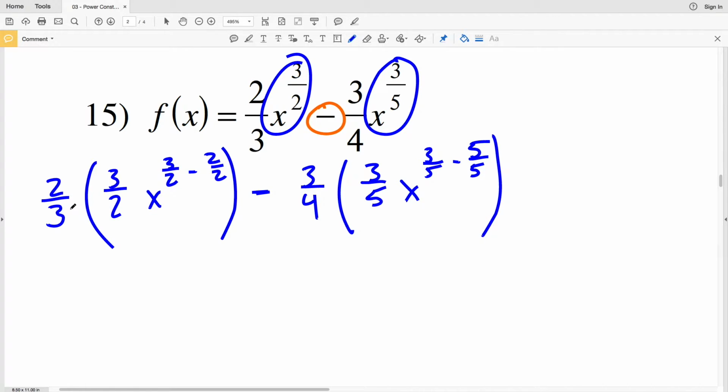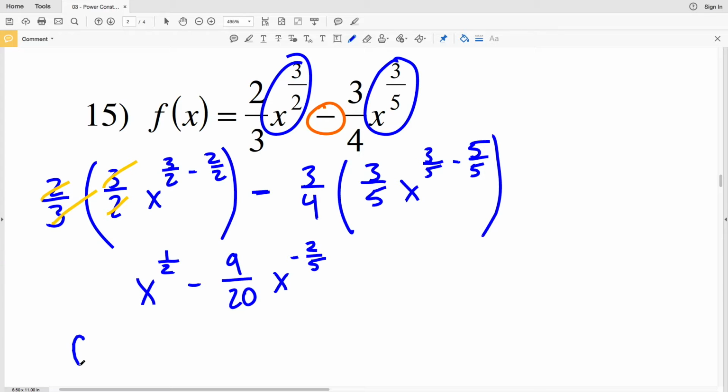Now let's simplify. 2/3 times 3/2 will be 6/6, which will be 1. So we'll have x to the 3/2 minus 2/2, which is x to the 1/2, minus 3/4 times 3/5, which is going to be 9/20, and that's multiplied by x to the 3/5 minus 5/5, which is x to the negative 2/5.